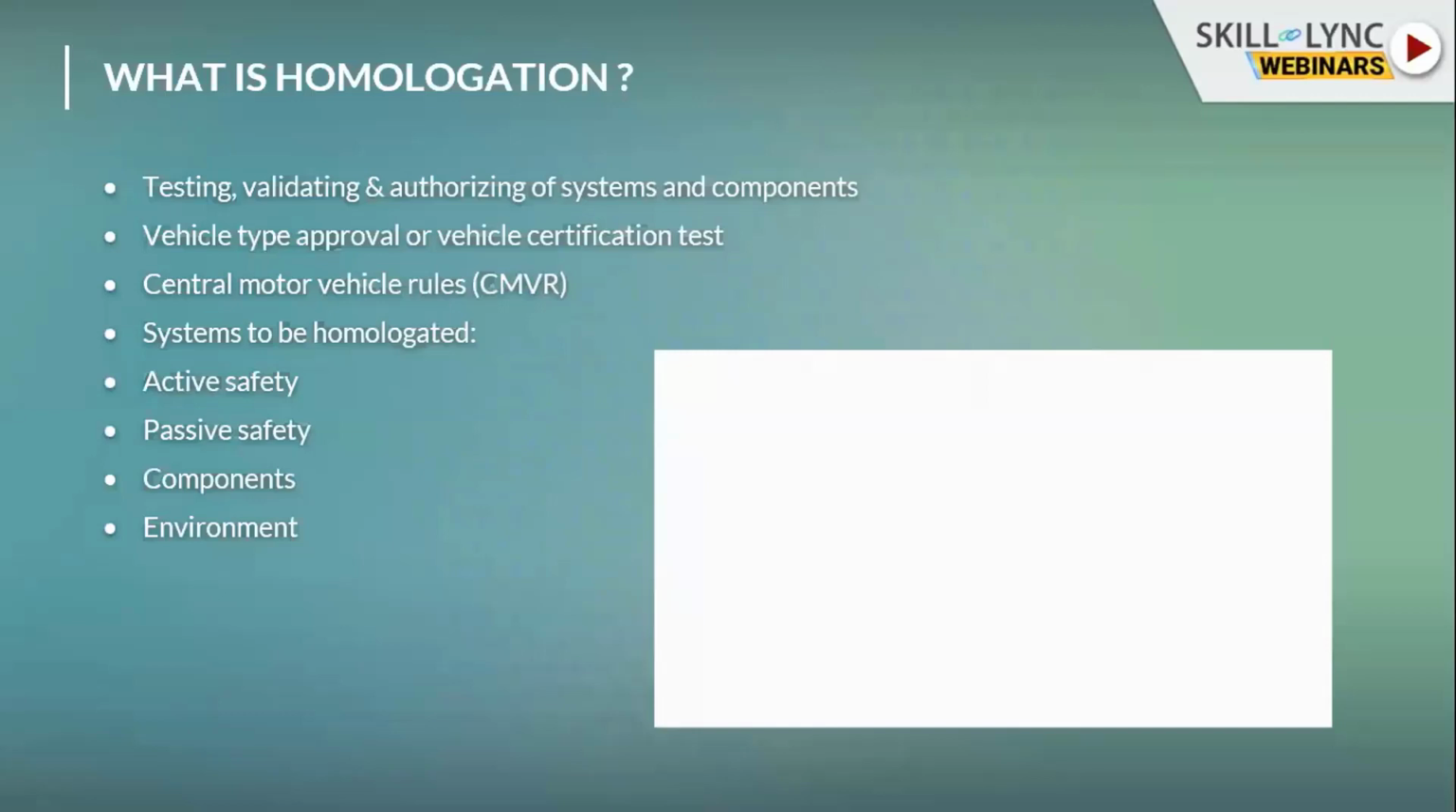Homologation has two types: vehicle type approval, or the vehicle certification test, which is the general classification. One more classification is the component type approval, generally for individual components like valves or the ABS components. But I'm talking only about the brake systems: component type approval, and the whole vehicle level approval will also be certified.